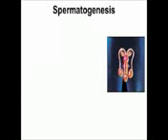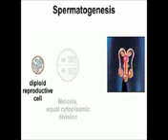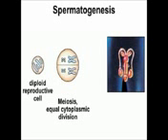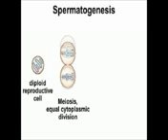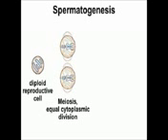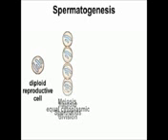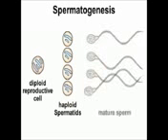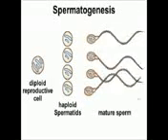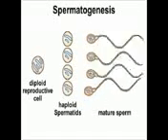During spermatogenesis, a diploid male germ cell increases in size to become a primary spermatocyte. The primary spermatocyte undergoes meiosis and cytoplasmic division, forming 4 haploid spermatids. Each of the haploid spermatids differentiates into a mature haploid sperm.